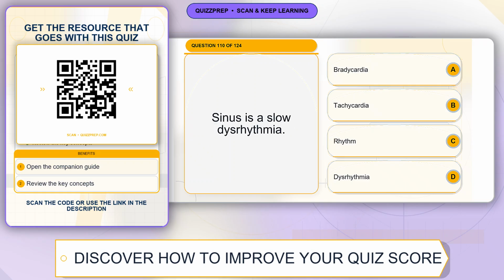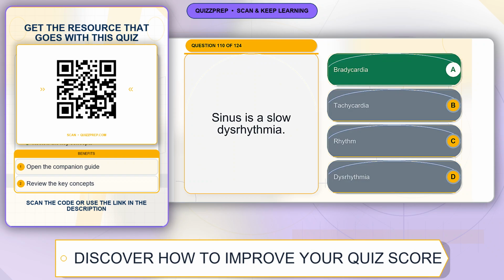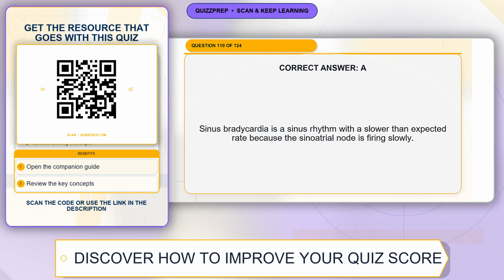Question 110. Sinus is a slow dysrhythmia. Option A, bradycardia. Option B, tachycardia. Option C, rhythm. Option D, dysrhythmia. The correct answer is option A, bradycardia. Explanation: sinus bradycardia is a sinus rhythm with a slower than expected rate because the sinoatrial node is firing slowly.